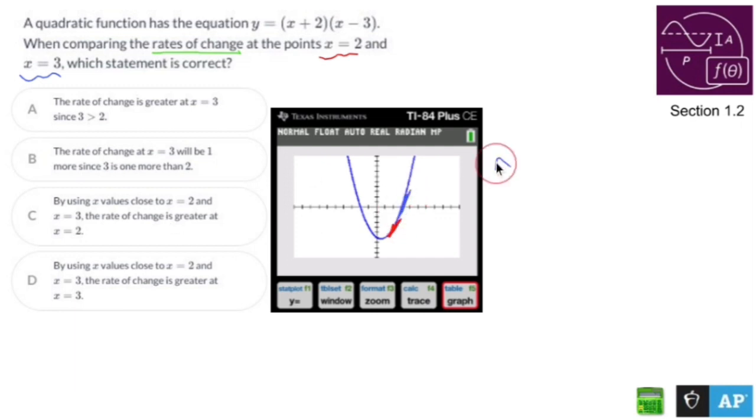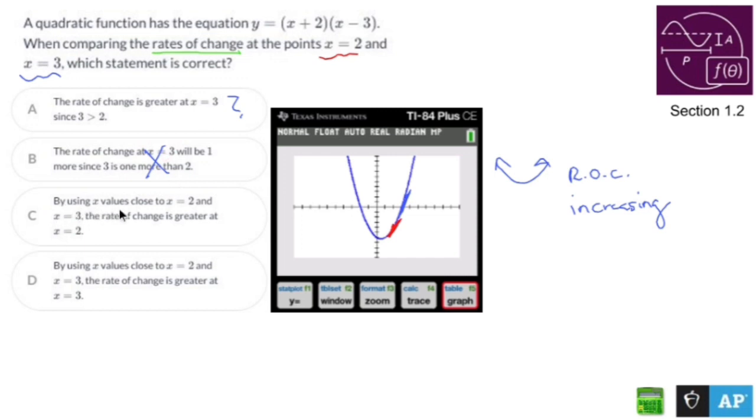This is concave up. And when it's concave up, the rate of change is always increasing. So what I can say is the rate of change for 3 is greater than the rate of change for 2. The rate of change is greater at 3 since 3 is greater than 2. That's true in this case, but not necessarily true, so I'll put a question mark right there. The rate of change at x equals 3 will be 1 more since 3 is 1 more than 2. I don't think that's the case.